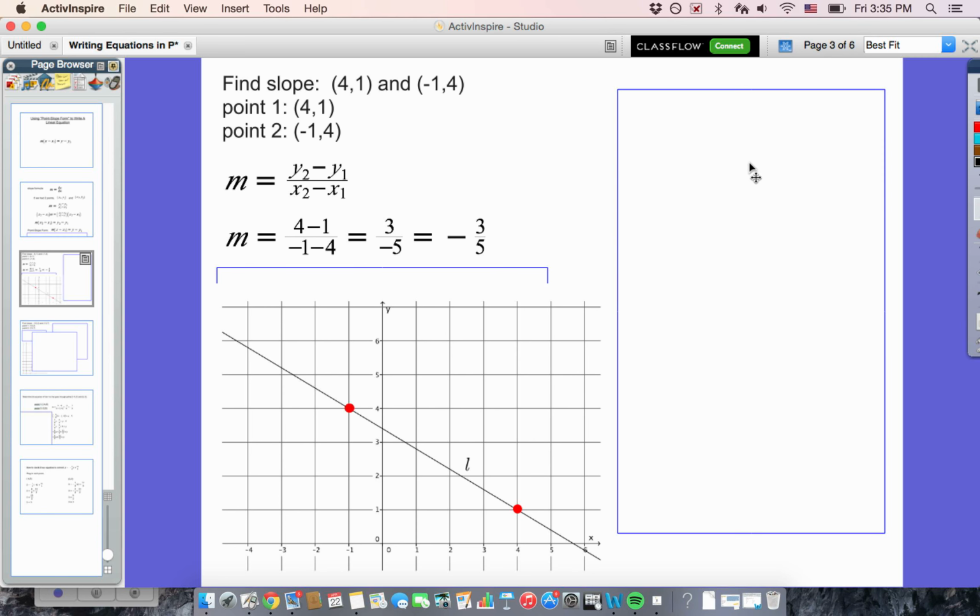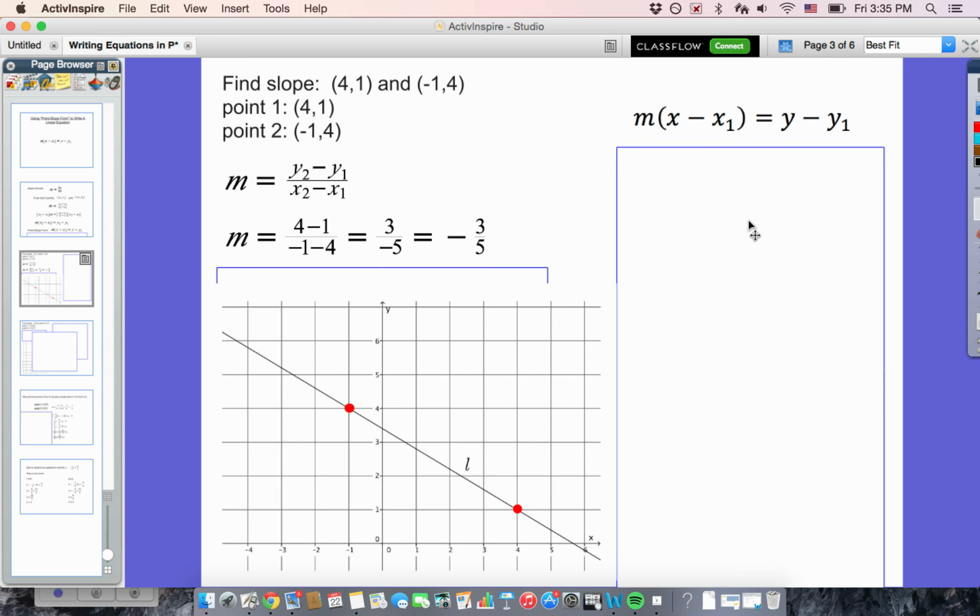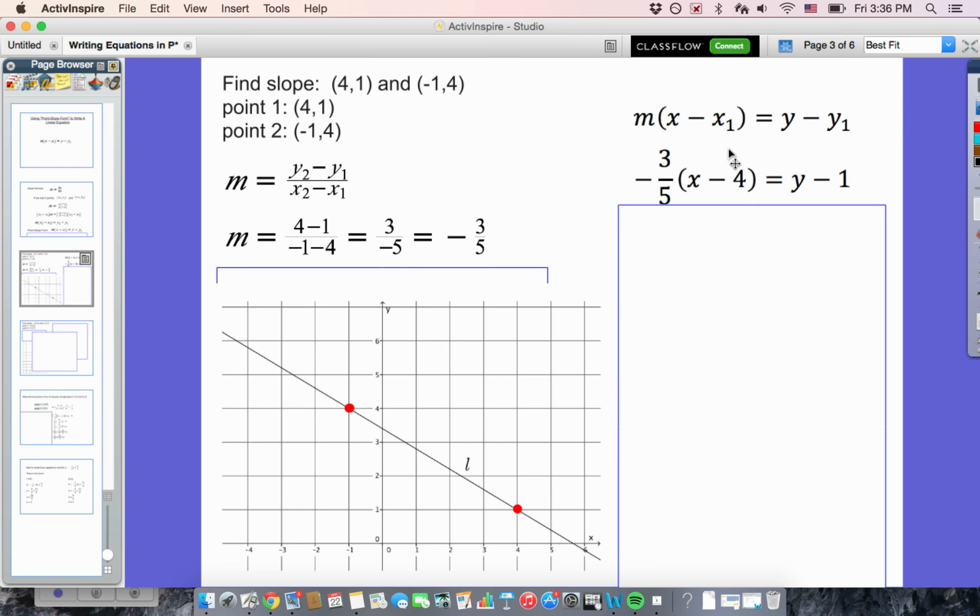Now we're going to take this slope and plug it into our point slope formula. This is what our point slope formula looks like. We're going to plug in -3 over 5, and we're also going to pick one of these points. It can be either one, but I just picked the first point, 4, 1. So x1 would be 4, and y1 would be 1.